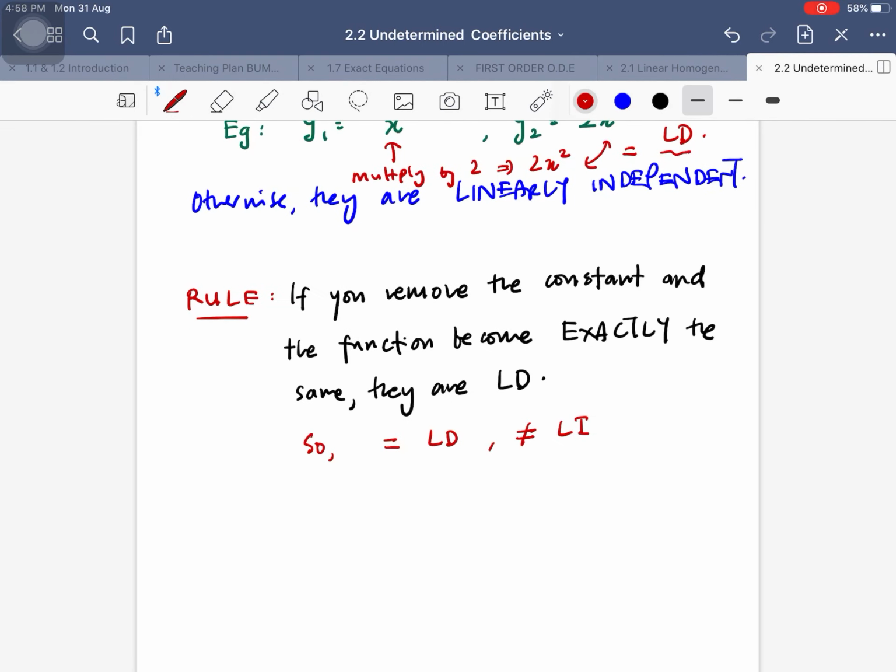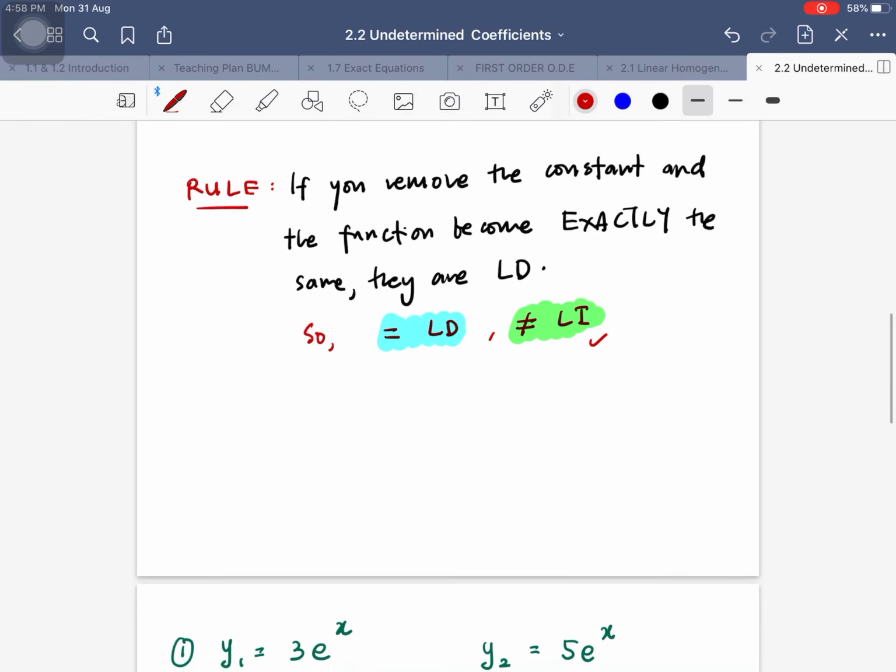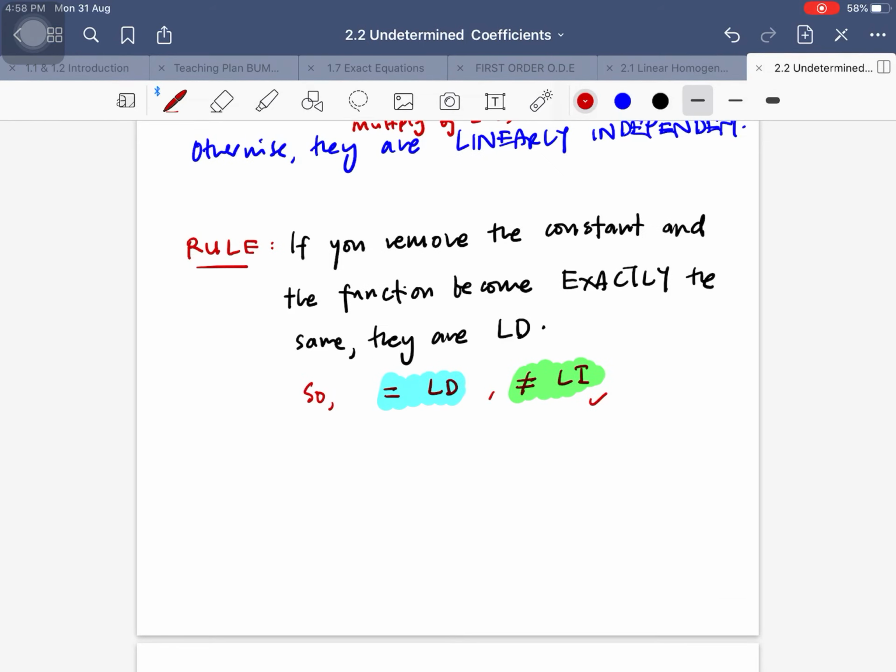So the rule is going to be like this. If when you remove the constant, they become the same, it's going to be called linearly dependent, LD. But when you remove the constant of the functions and they are not the same, they're different, it is going to be LI, which is linearly independent. Remember, which one do we want? We want the functions to be LI. We want them to be different. So that will be the condition.